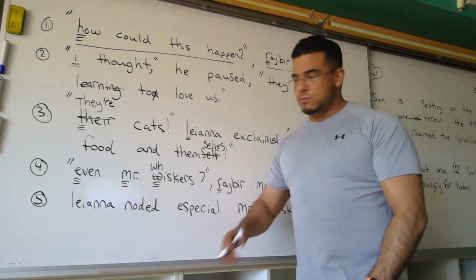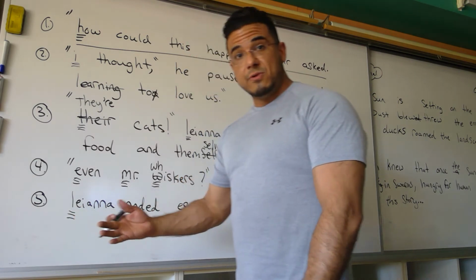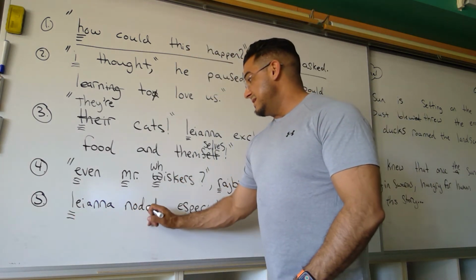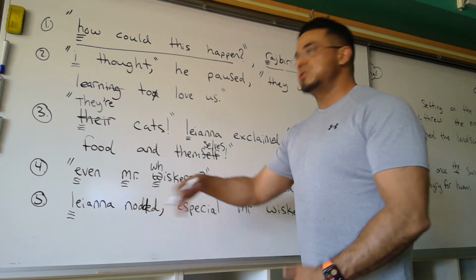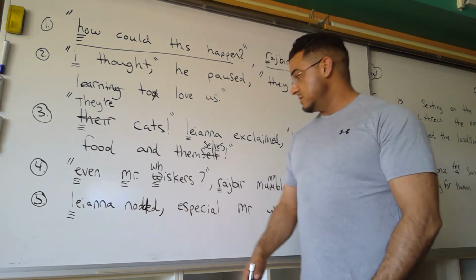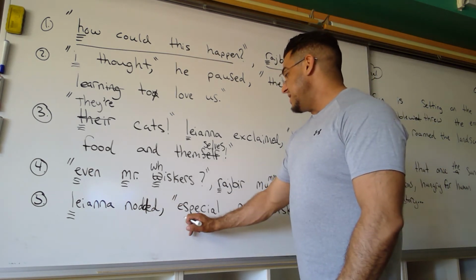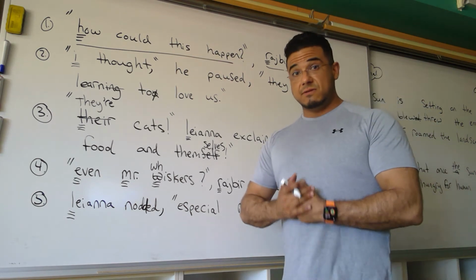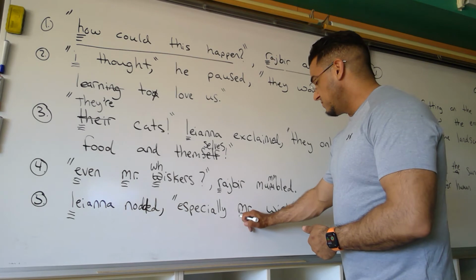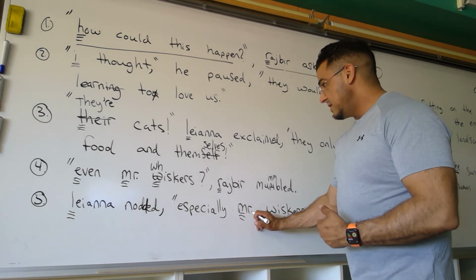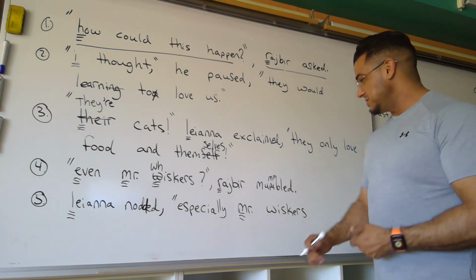All right, number 5. Leanna nodded, or in this case, noted, single D. So Leanna, beginning of a sentence, also proper noun, capital letter. Nodded, double consonant, comma. So she's doing this thing. We're describing her physical action. And so now this is what she's saying, right? Is special. Okay, I'm looking for the adverbial form. So especially, Mr. Again, we have our title, which needs to be capitalized. And of course, a period at the end of the abbreviation.